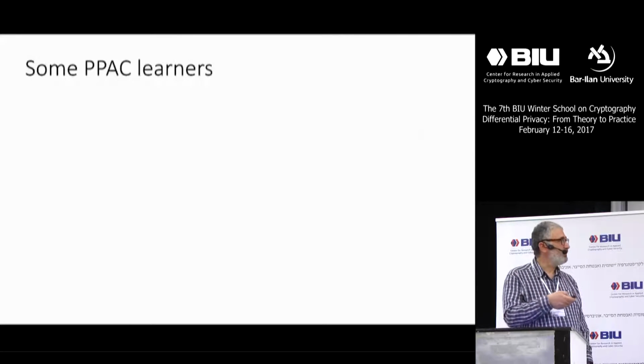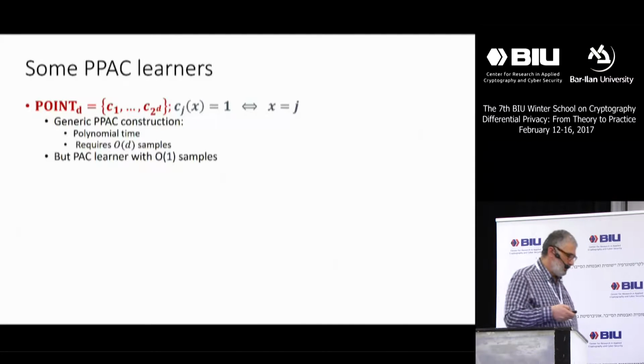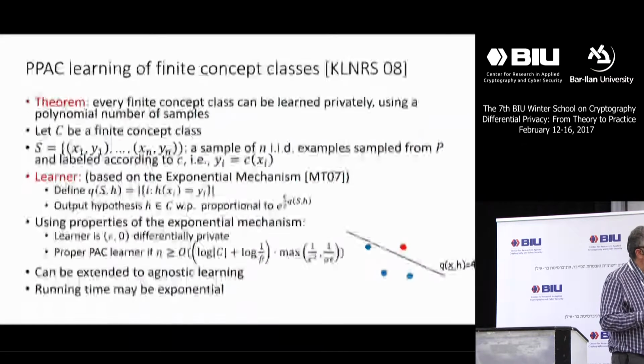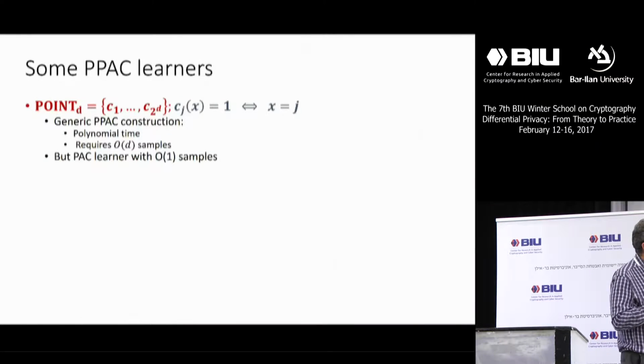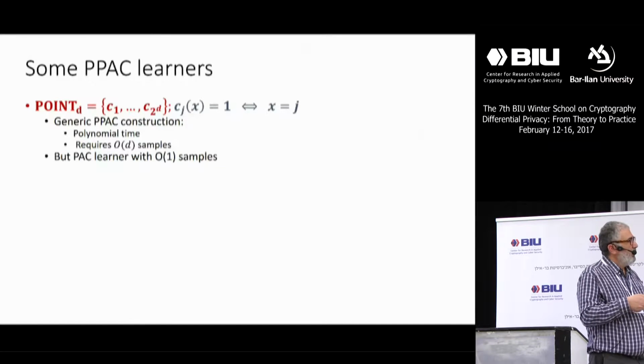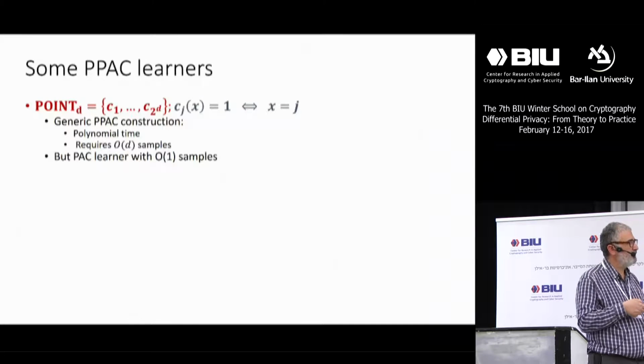Okay, and this leads automatically to some learners. And furthermore, sorry, I didn't mention it, this gives epsilon-0 differential privacy. This is the pure privacy case. Okay. So this immediately gives a few learners. For instance, if you look at the examples that we had, then for points, we get a generic PAC construction. You can actually run it in polynomial time, and it requires a number of samples linear in d, linear in the representation of a concept.